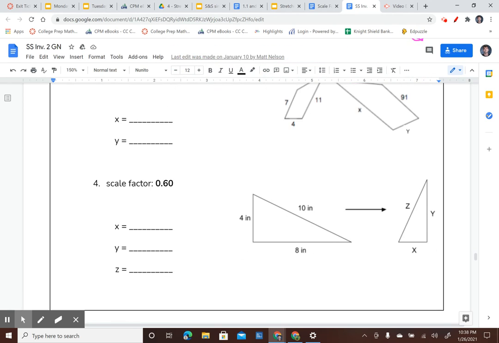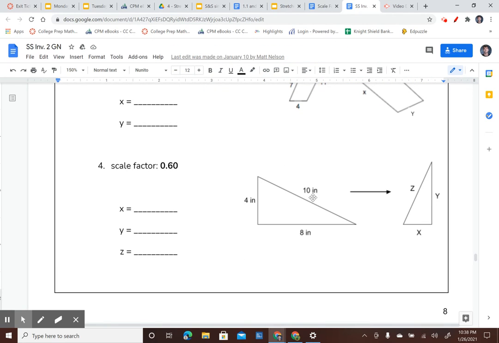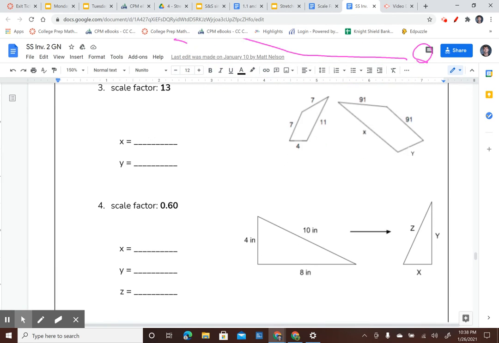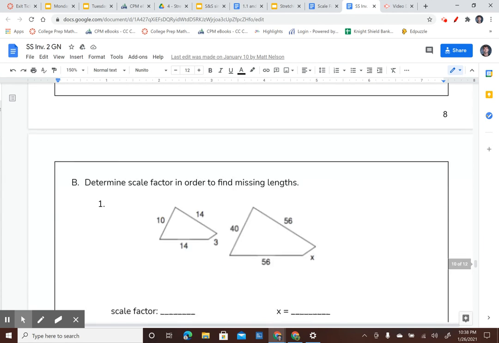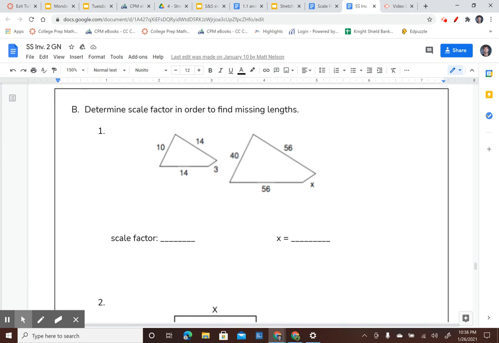Pretty simple, right? It gives us a scale factor, so all we're doing is multiplying the numbers in our original figure to figure out the missing side lengths in our image or our copy. And then we move on to part B, and it says determine the scale factor and find the missing lengths. So last time it gave us the scale factor. Now we need to find the scale factor ourselves and use that to find the missing side lengths.